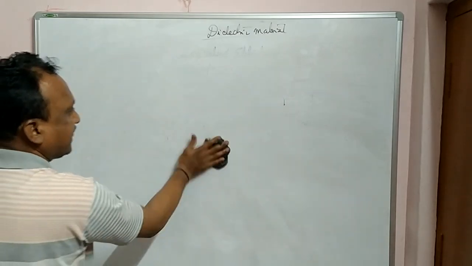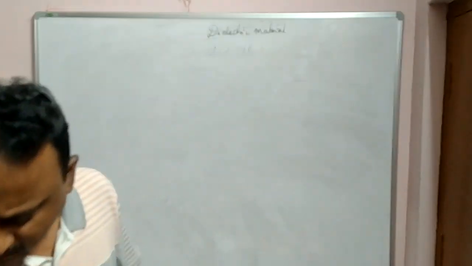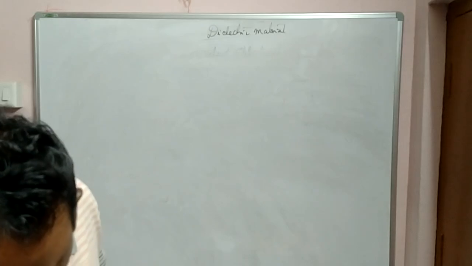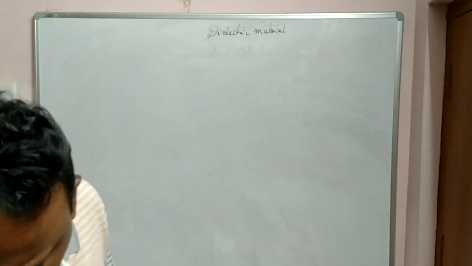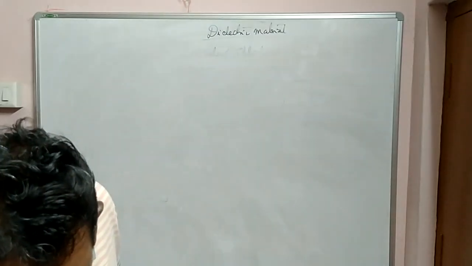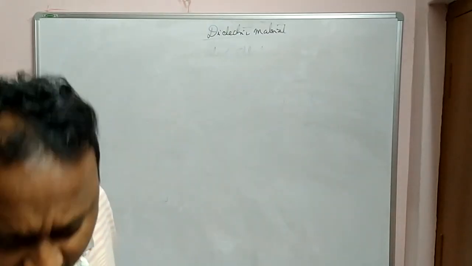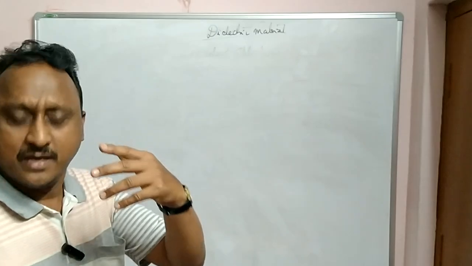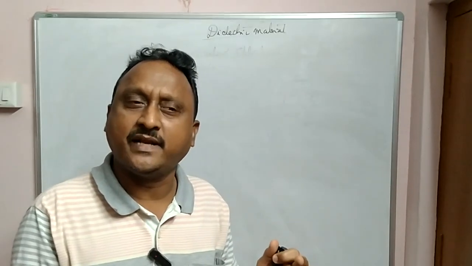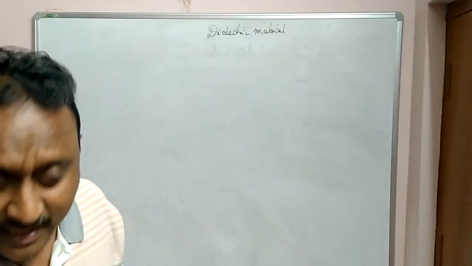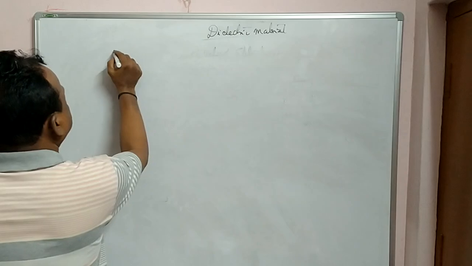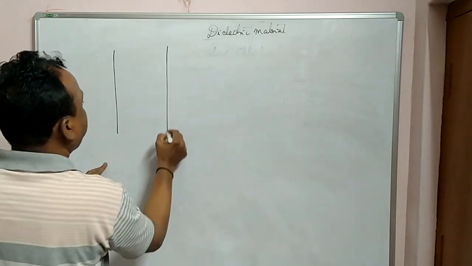After learning about the dielectric materials, let us see what happens to the potential difference between the parallel plate capacitors. What happens to the value of the potential between the parallel plates, before introduction of the dielectric material and after introduction of the dielectric material. Let us see what the value is before putting the dielectric material and after putting it.